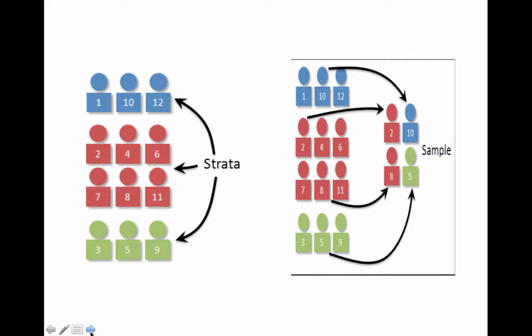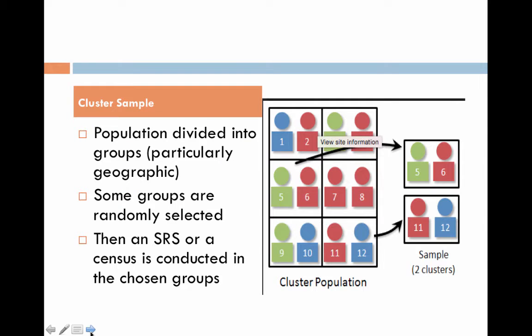Right, so strata to sample. Another way of doing this is through a cluster sample. The population is divided into groups. This is usually used geographically. And then the groups are randomly selected. And then you would go from there to a simple random sample or a census in the chosen groups.